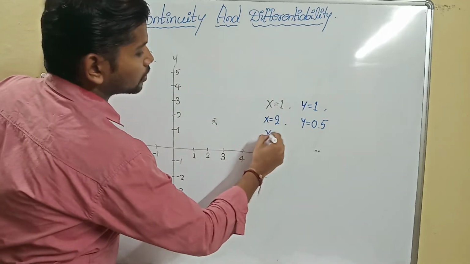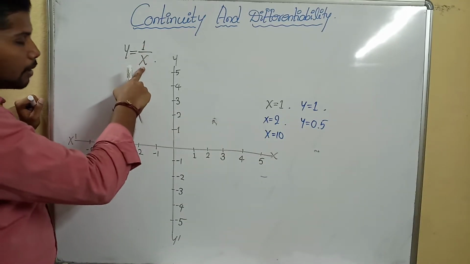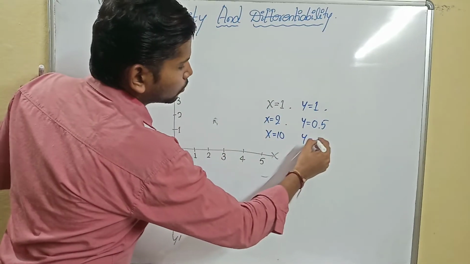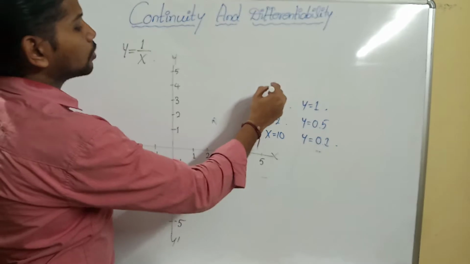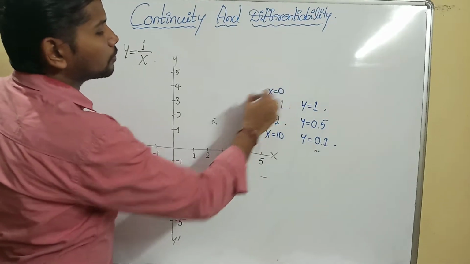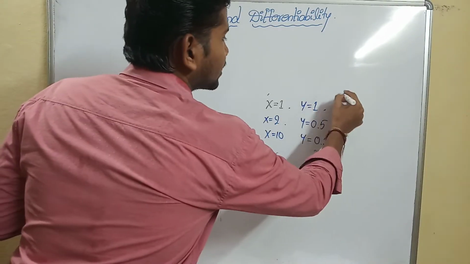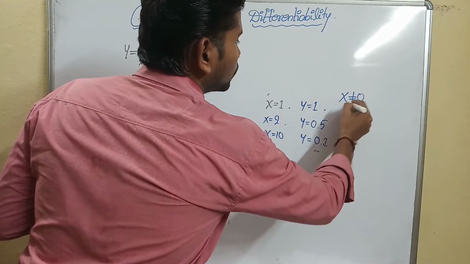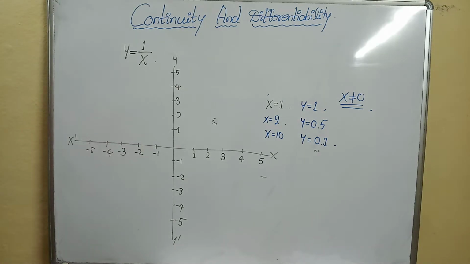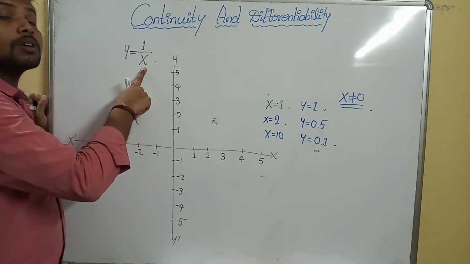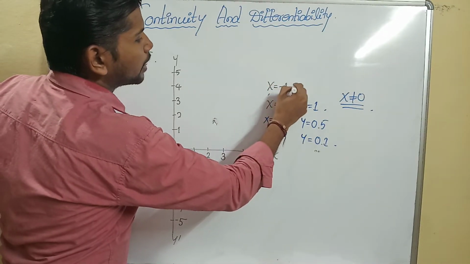If x is equal to 10, that means 1 by 10, which is 0.1. Got the point clearly? Then what about x is equal to 0? Yes, 1 by 0 is not defined. I can't select x equal to 0 in this function. X is not equal to 0. If I take 0, it will become indeterminate. Now, x is equal to minus 1.